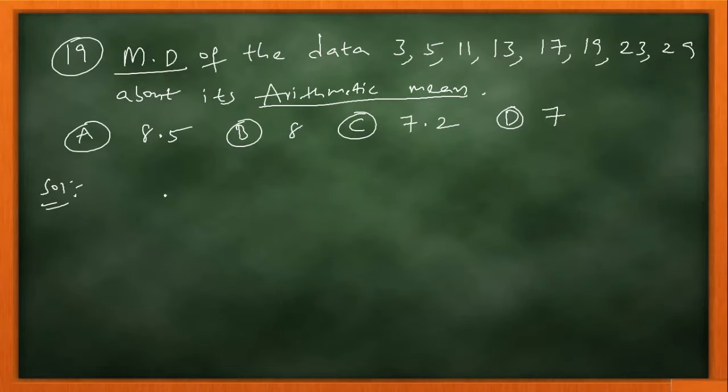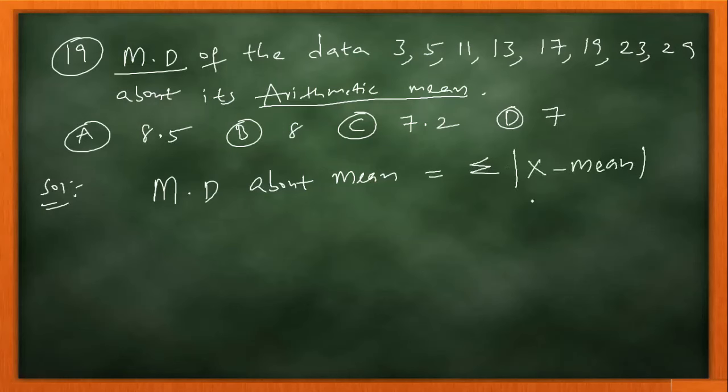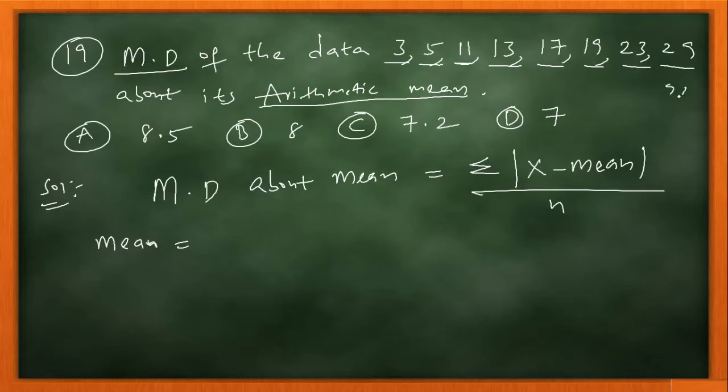Question number 19. So what is MD about mean? That formula is very important now. MD about mean is equal to summation of modulus X minus mean divided by the number of observations. So we need to calculate the mean. Just add the observations: 3 plus 5 is 8, 8 plus 11 is 19, 19 plus 13 is 32, 32 plus 17 is 49, 49 plus 19 is 68, 68 plus 23 is 91, 91 plus 29 is 120.